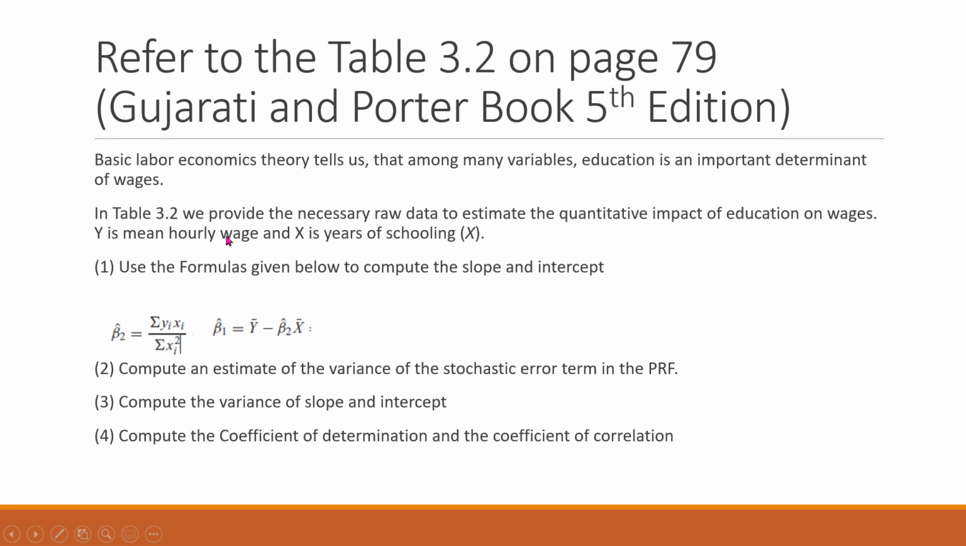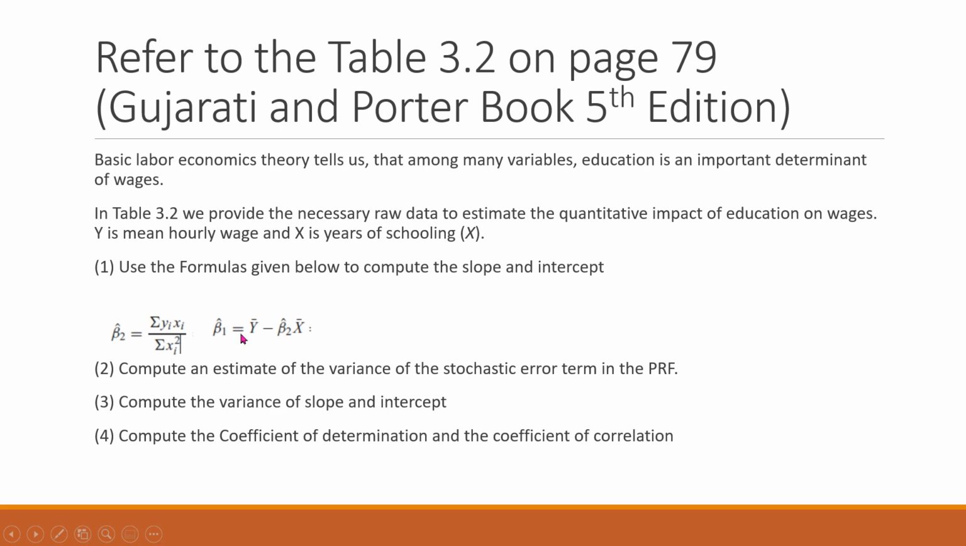So you have to do these four questions related to this statement. Number one is you have to use the formula given below to compute the slope and intercept. If you have watched the earlier videos in this playlist, you know that one version of the formula for beta 2 hat, that is the slope coefficient, is equal to this form, where by now you know very well that the lowercase letters are in deviation form.